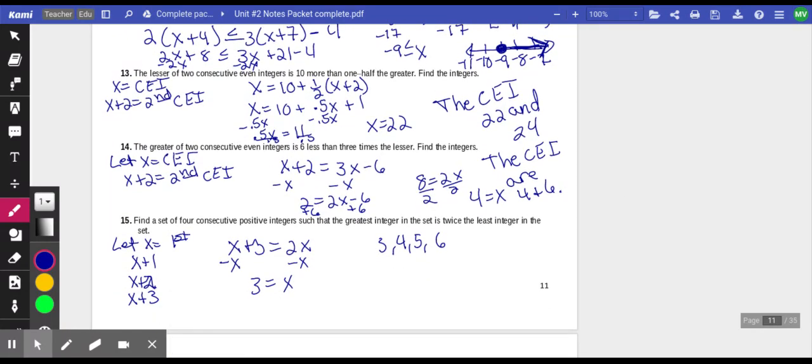14, let x equal the consecutive even integer, x plus 2 equals the second. My equation is x plus 2 equals 3x minus 6. Solve, x equals 4, and therefore the consecutive even integers are 4 and 6. Last but not least, my let statement is x equals the first positive integer, x plus 1 the second, x plus 2 is the third, and x plus 3 is the fourth. I then set the fourth one, x plus 3, equal to 2x, and the numbers are 3, 4, 5, and 6.